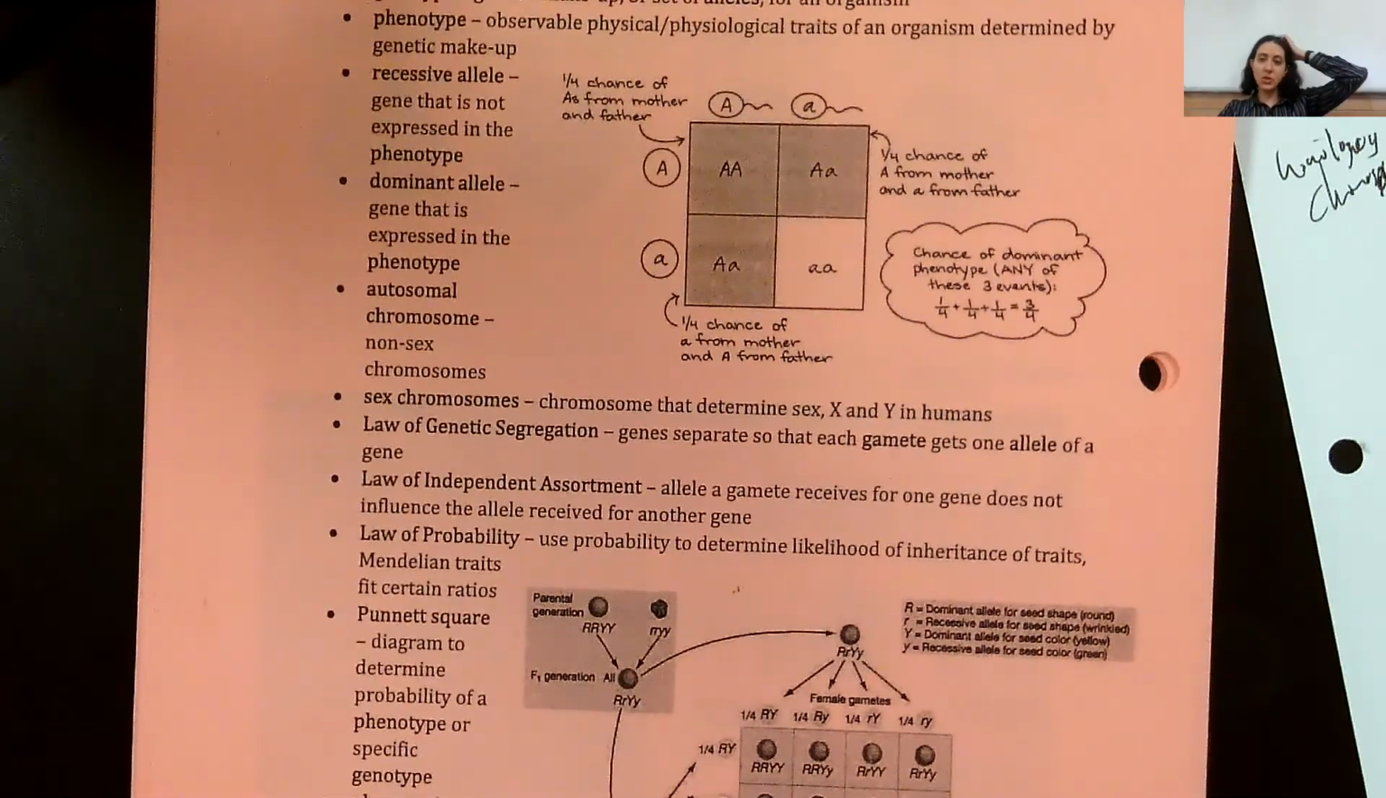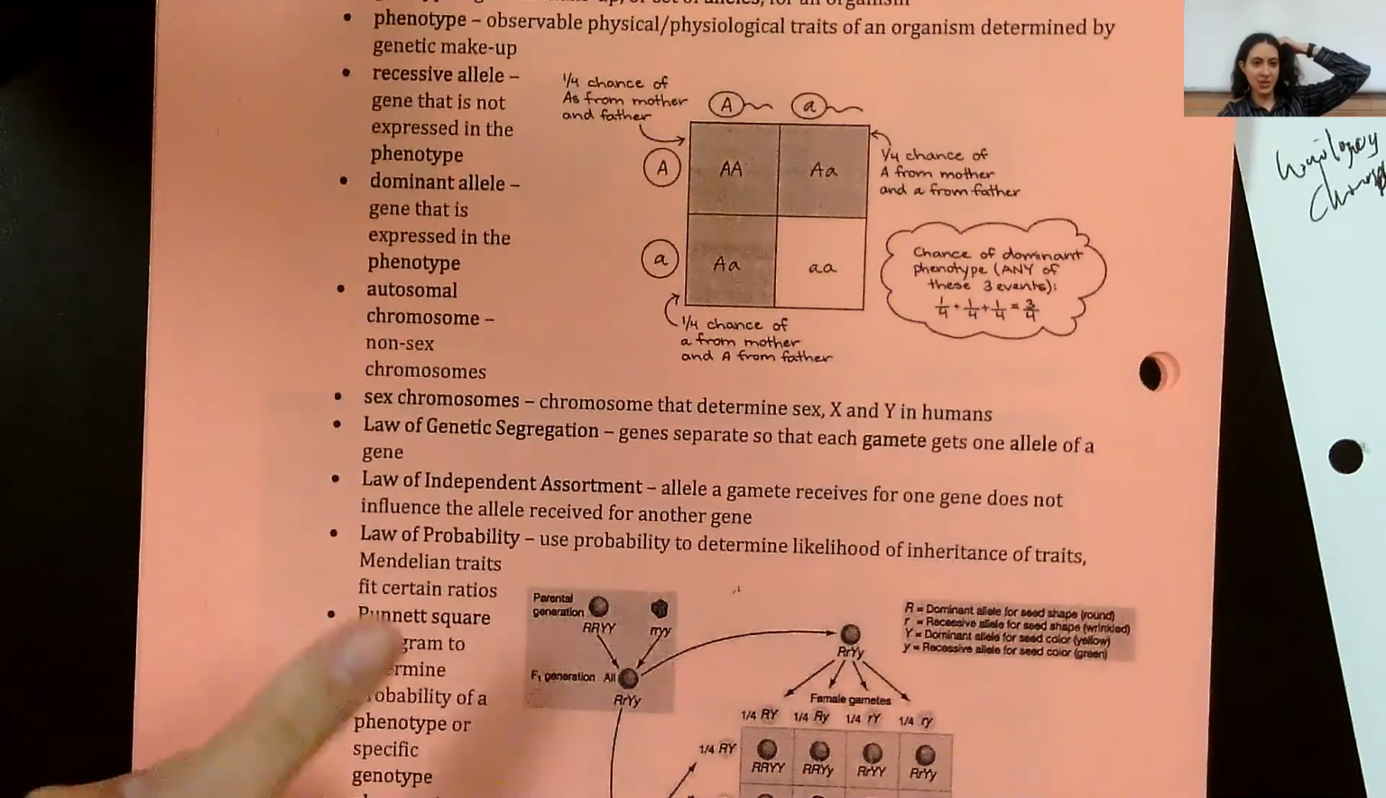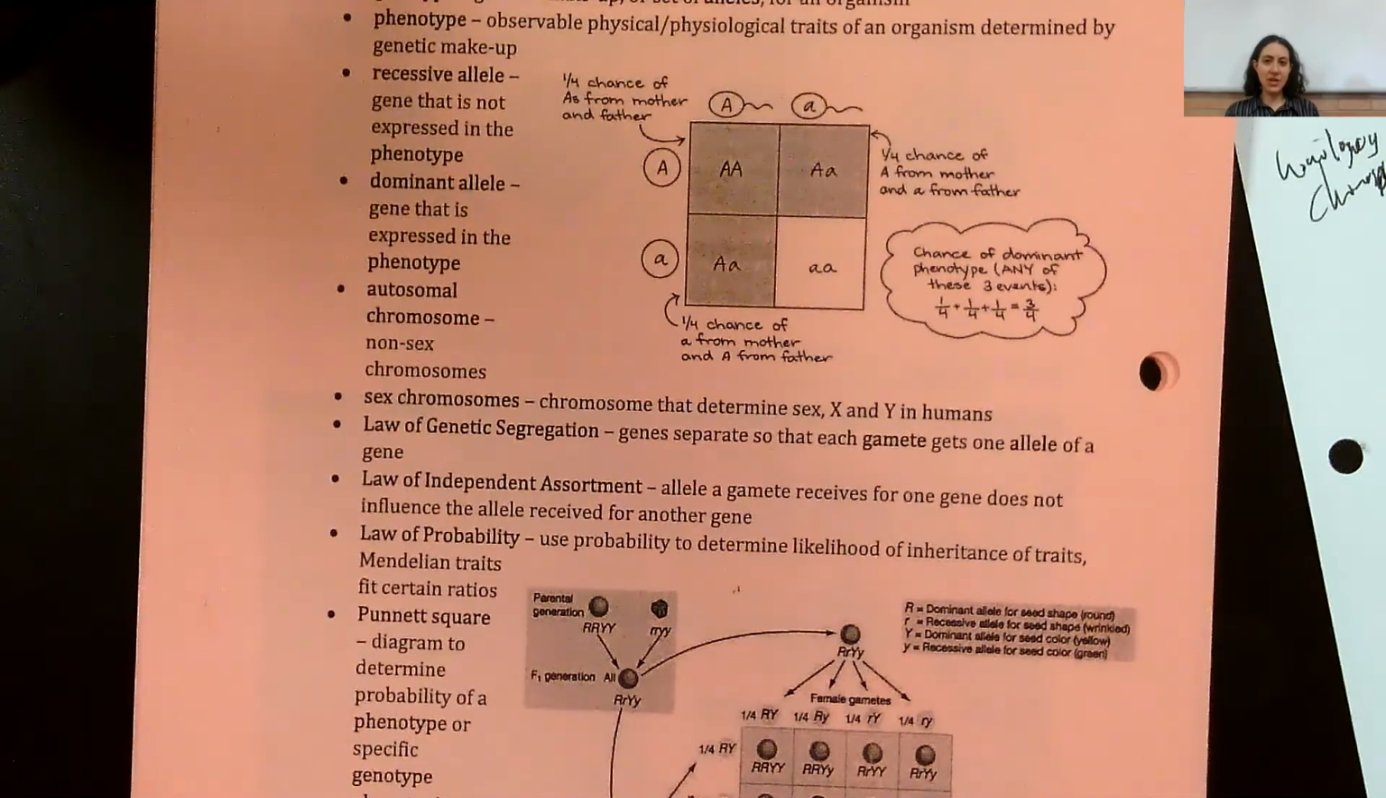So Mendel has three laws of inheritance, which are genetic segregation, independent assortment, and probability. Genetic segregation is that genes separate, so each gamete gets one allele of a gene. So that's the idea of having two copies that separate. That goes back into meiosis, and the idea of having two sets of chromosomes.